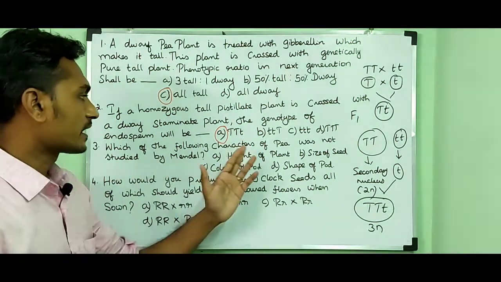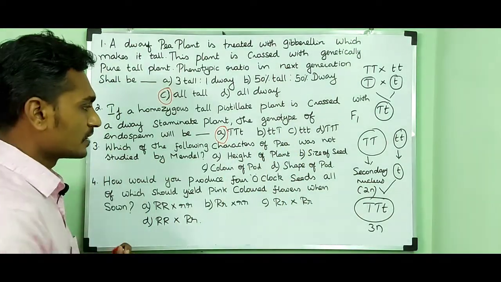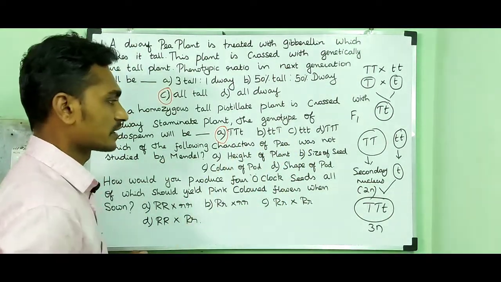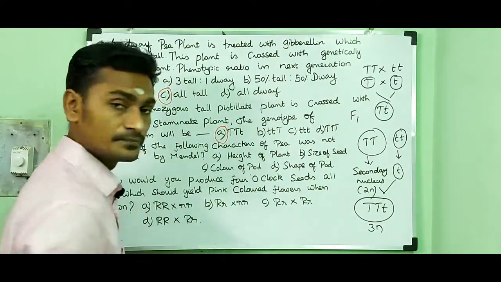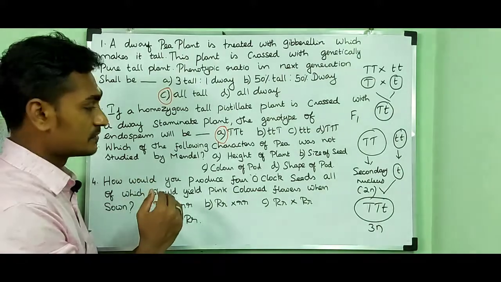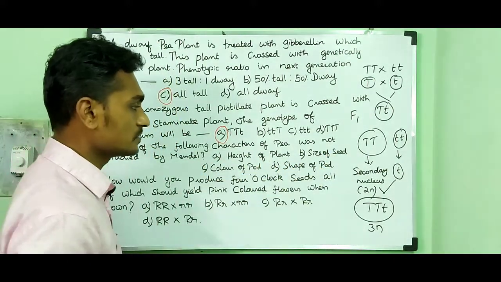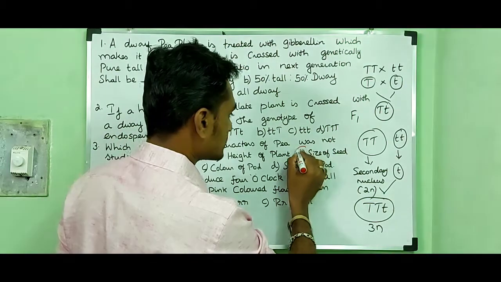Which of the following characters of pea was not studied by Mendel? Height of the plant is correct. Size of the seed is the wrong answer. So Mendel did not study size of the seed. So option B is the right answer.